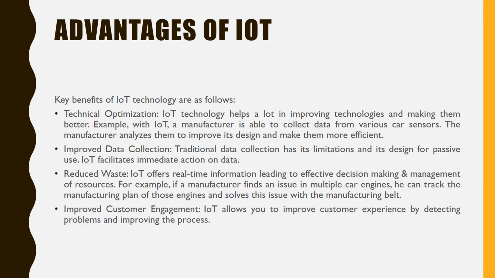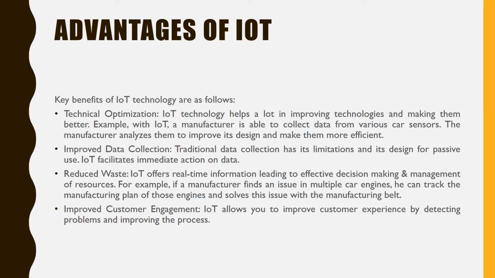Then improved data collection. The data collection at the device's end is quite improved in case of IoT devices, as you are able to get the information in real time. That means the latest information, the latest feedback from a particular device, you can have at any point of time. Then reduce waste. Because of the real-time information, there is effective decision making and management of resources. As soon as you get the data, it is very easy to identify a problem or some other issues relating to it, and to timely design a strategy to overcome this type of problem.